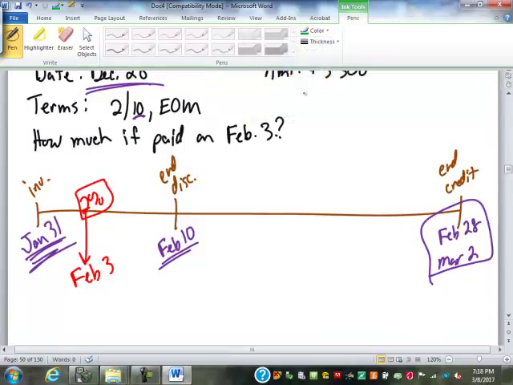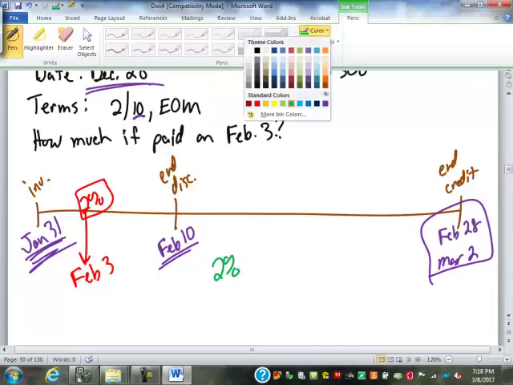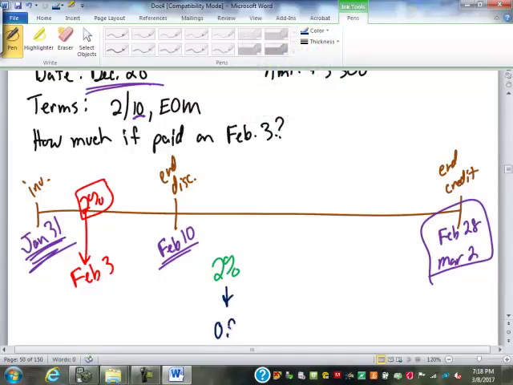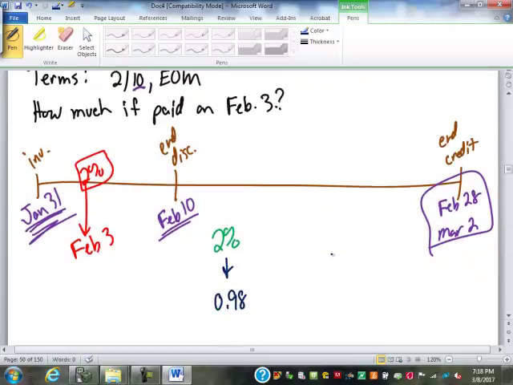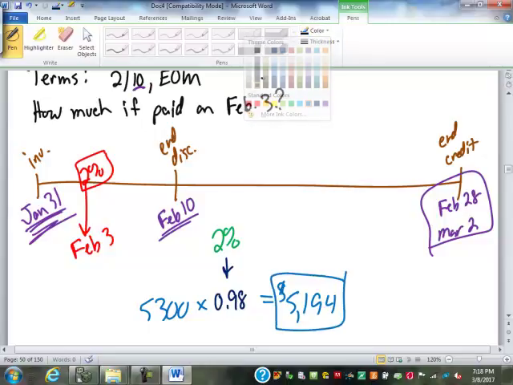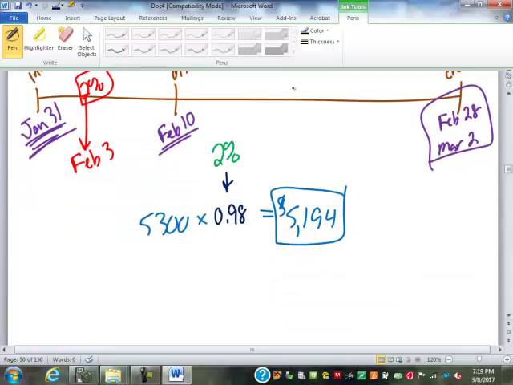So how much are they going to pay? Well, 2% discount means a 0.98, right? So 5,300 times 0.98. What did you get? $5,194 is the amount paid. I like that. It makes it real simple to do the 0.98. Yeah. Well, there's a good reason why I did that, because in a little bit we're going to talk about partial payments. And that 0.98 is very important there.